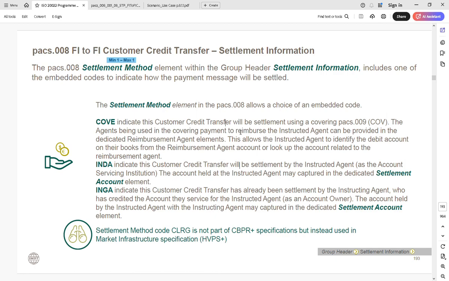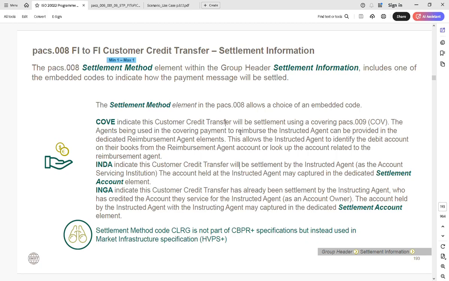Settlement means who is actually moving the funds, which agency, whether it is done by the sender, by the receiver, or by the cover method or CLRG. There are a total of 4, but clearing is not in scope of CBPR payment. It is in scope of only HVPS payment, high value payment system. So we are going to learn 3 settlement methods, which are cover, INGA and INDA. What are INDA and INGA? We are going to see one by one.